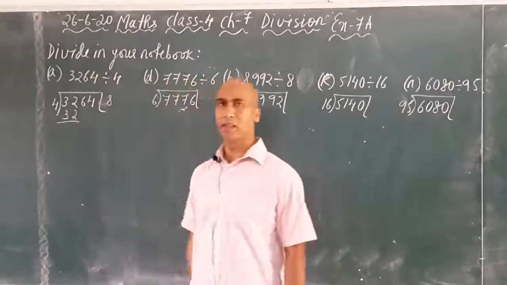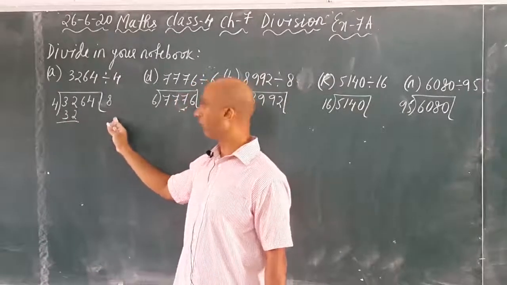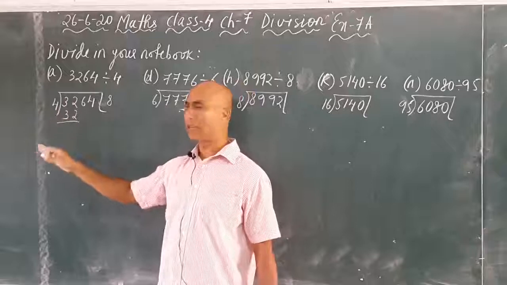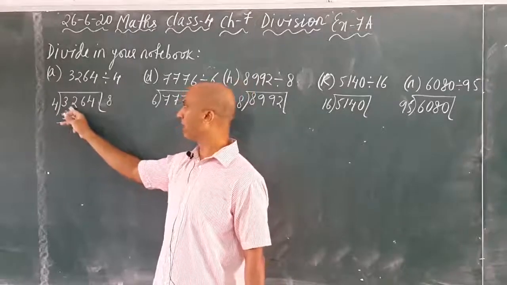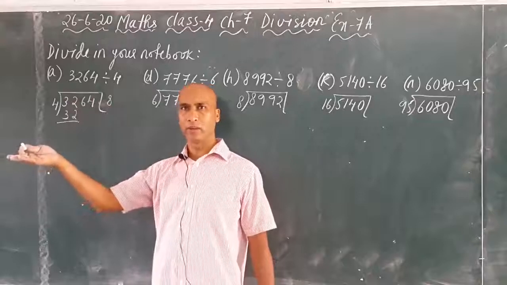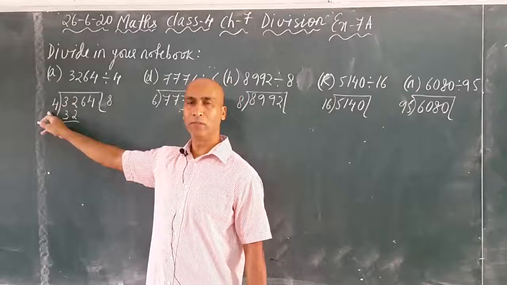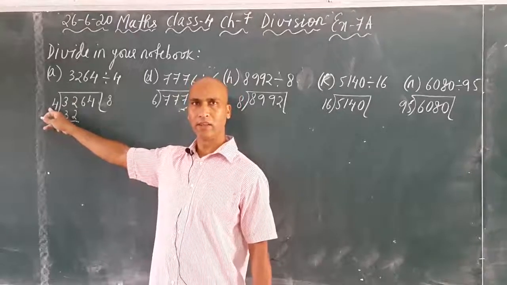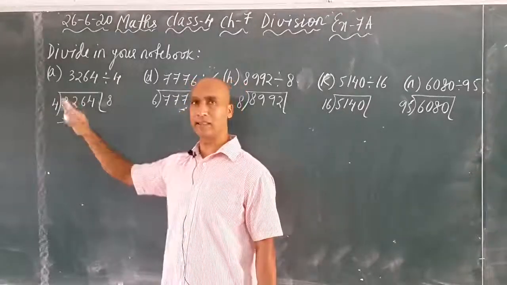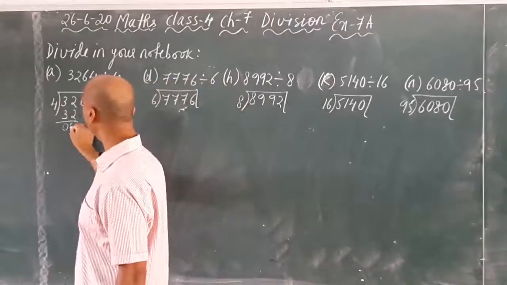To get this, you have to see that the number by which you are multiplying, the product that you get should not be more than 32. And when the remainder is there, the remainder should not be more than the divisor. It should always be less than the divisor. So 4 8s are 32, remainder will become 0.